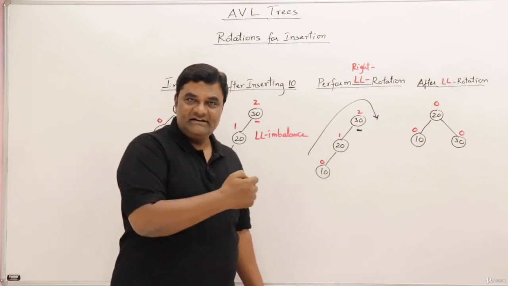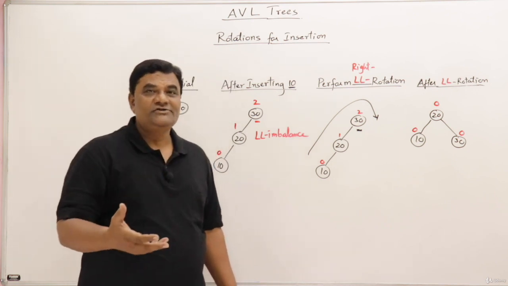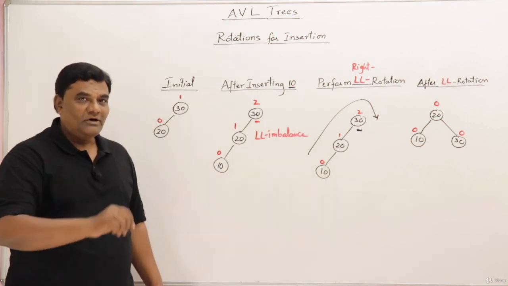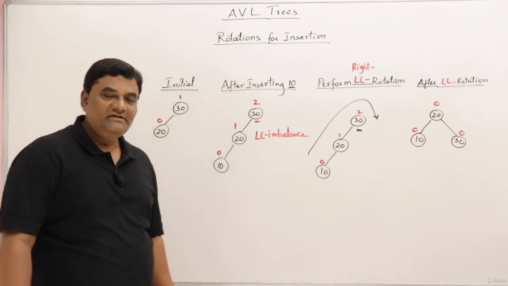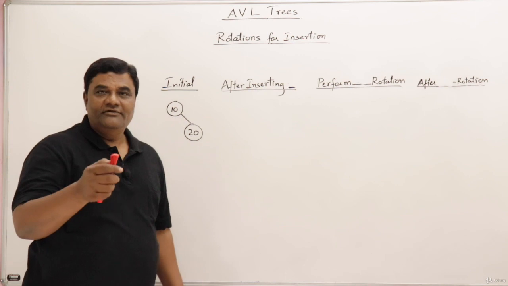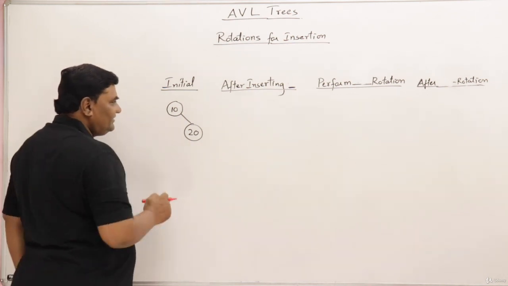So understand this clearly. Then through examples, I will show you how it is done on bigger size trees also. So that's all about the first rotation, right? Now next we will look at RR rotation. For RR rotation, this is the initial tree.